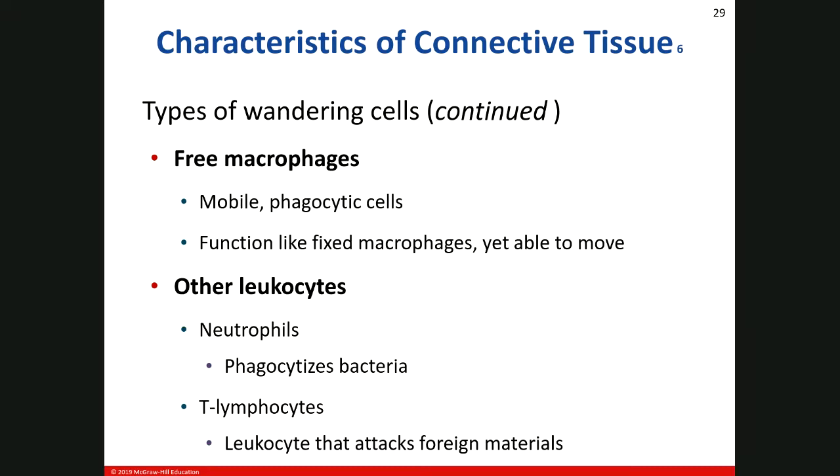All right, we saw the fixed macrophages. Well, the free macrophages have the same properties. They can just move, though. That's easy. And then the last two cells that are wandering cells are our neutrophils. They're another type of leukocyte, another type of white blood cell. They primarily go after bacteria. So they'll phagocytize bacteria, surround it, eat it up, gobble it up.